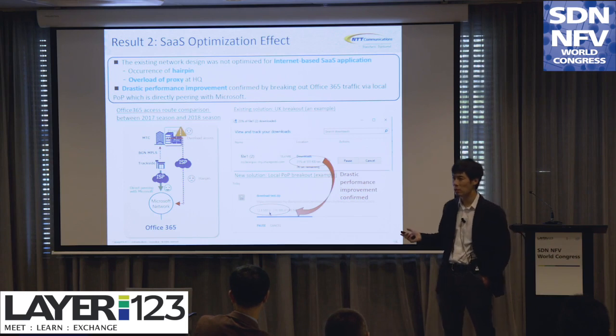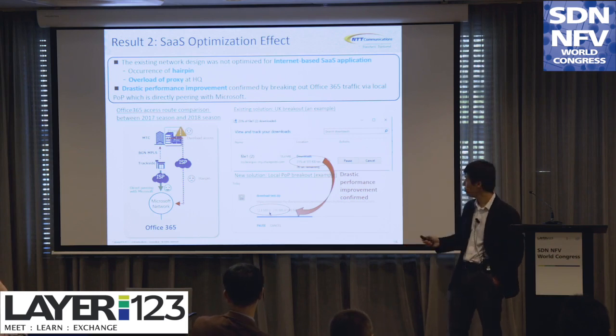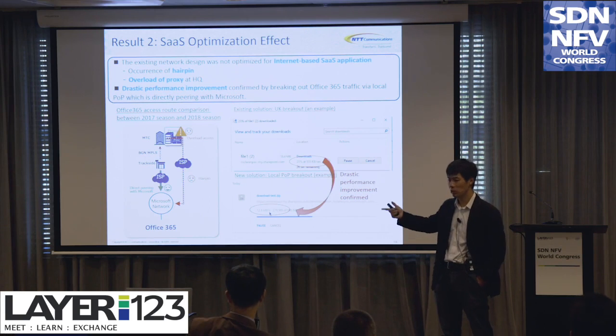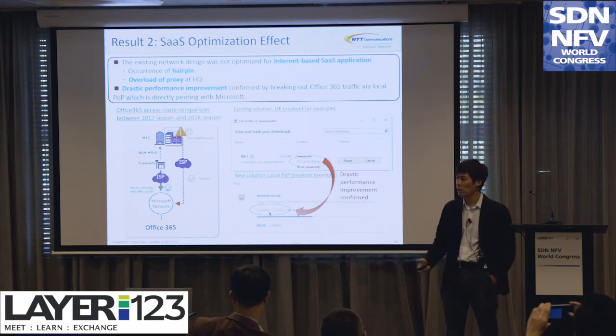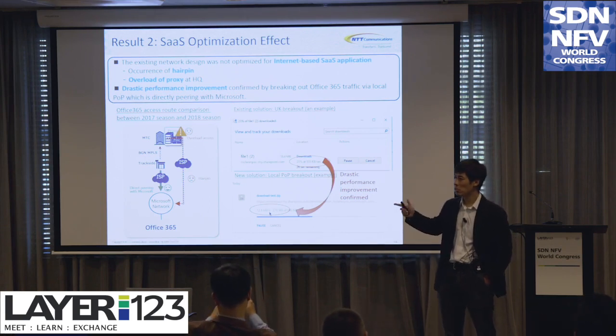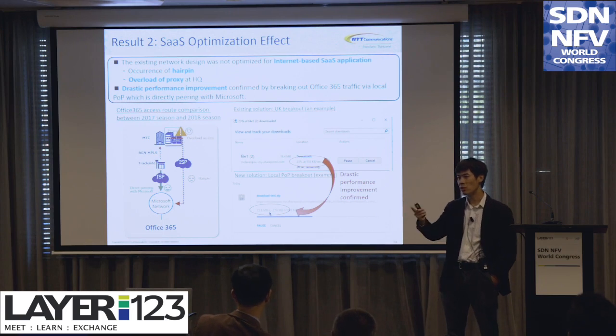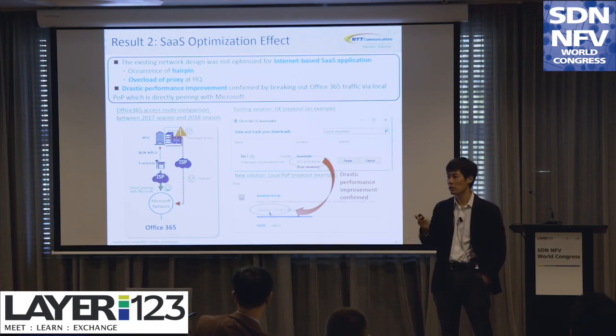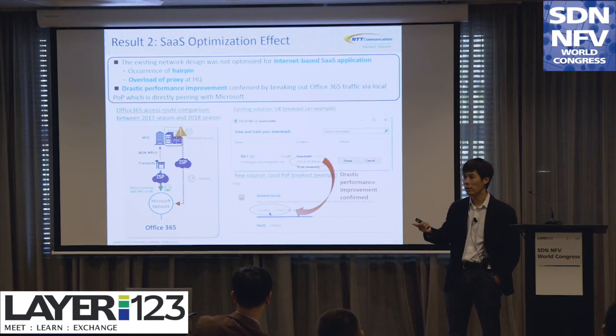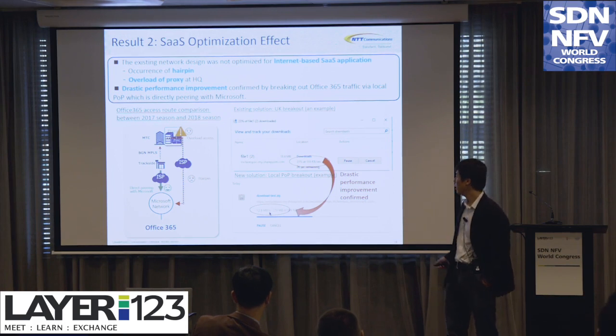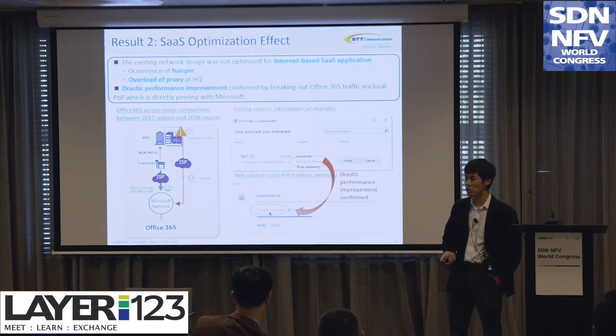Another case is SaaS optimization. This picture, I will skip explaining here because I don't have enough time. Most customers break out their SaaS traffic from their headquarters. This customer is the same. All their Office 365 traffic is sent back to their headquarters in the UK, then breaks out there. And just like I said, they suffer lots of performance issues.